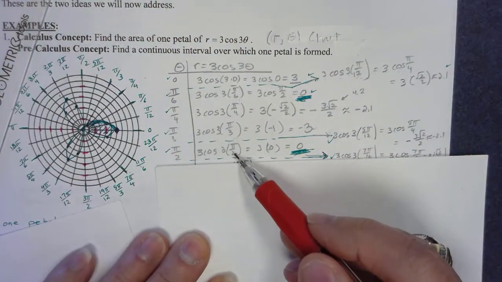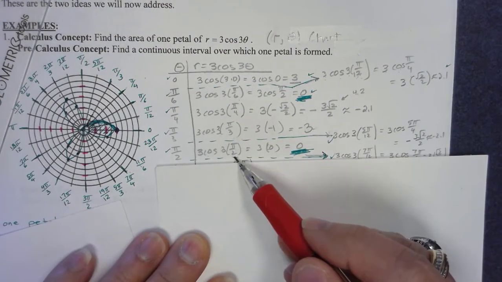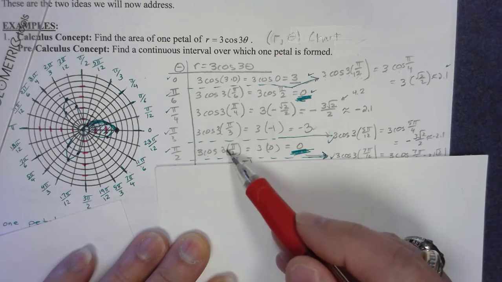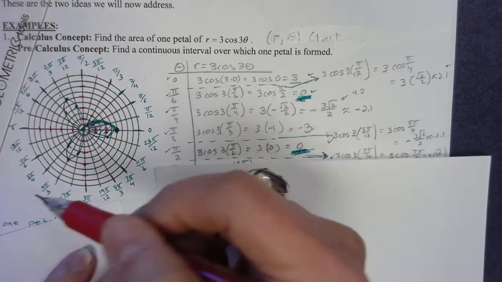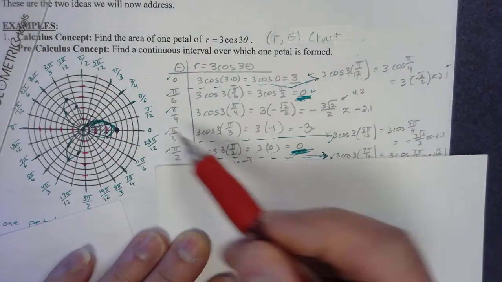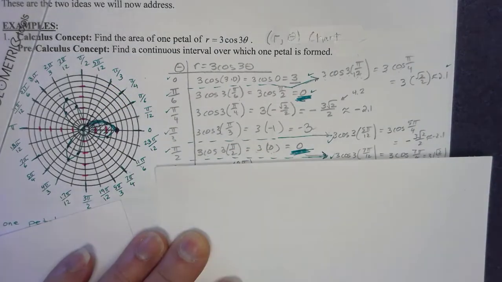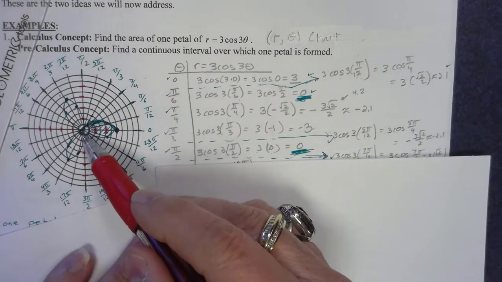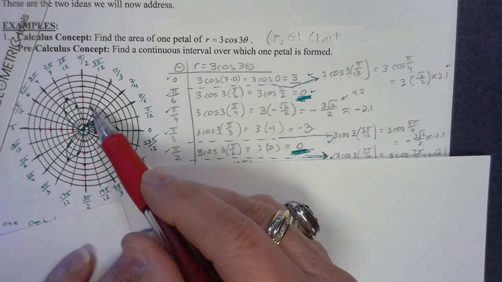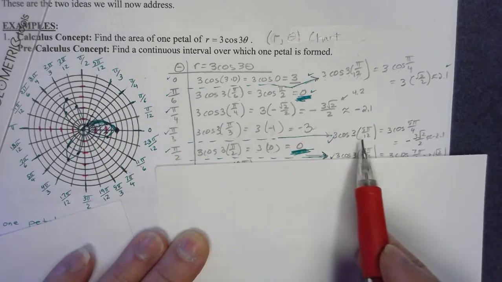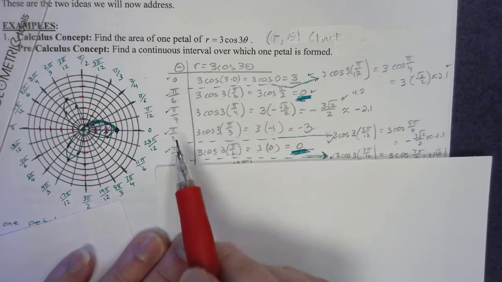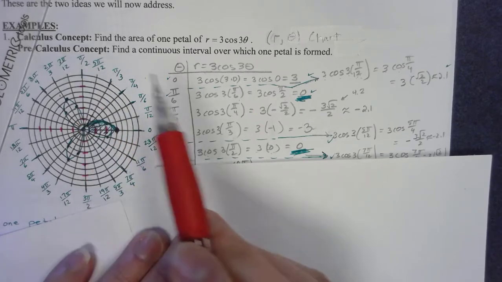At pi over 2, I get 3 cosine of 3 times pi over 2. 3 pi over 2 has a cosine of 0. 3 times 0 is 0. So at pi over 2, I'm back at 0. Okay, so I need this point. So that would be on the 5 pi over 12. Notice that that would be between pi over 3 and pi over 2.